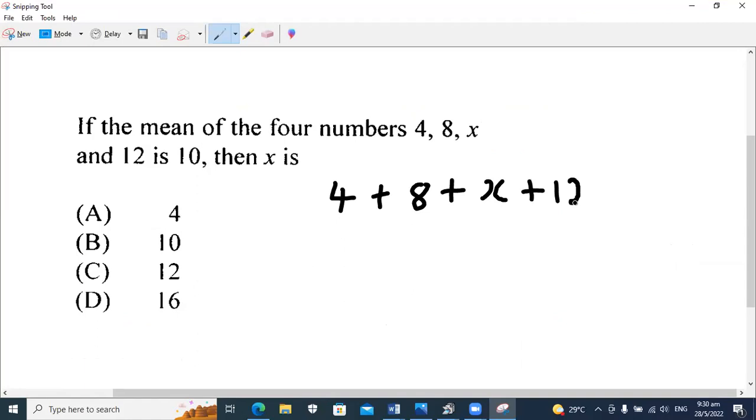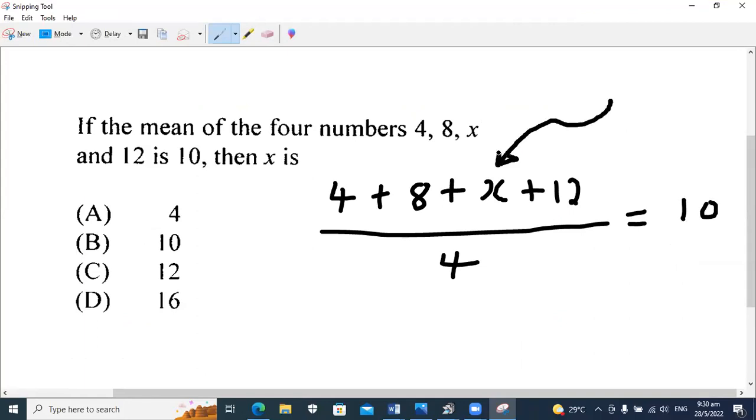And what they're saying is, if you're going to find the average, you have to add all 4 numbers and then divide it by 4. And when you do that, you get 10. So they're asking us what number should go there, so that when you add 4 plus 8 plus 1 number plus 12, divided by 4, we get 10.